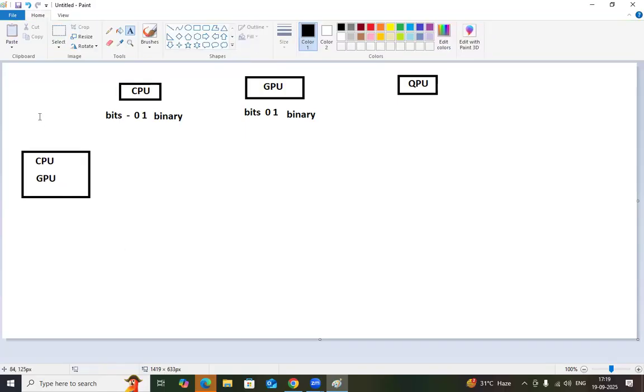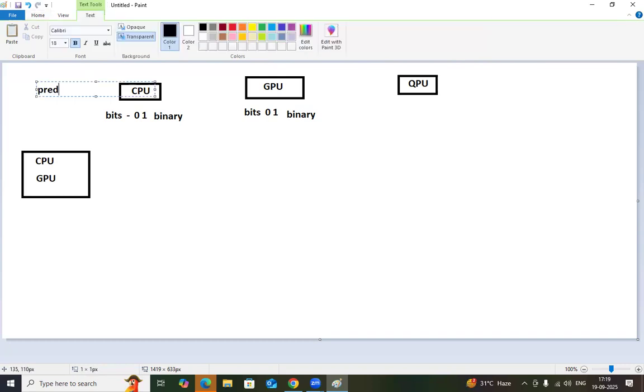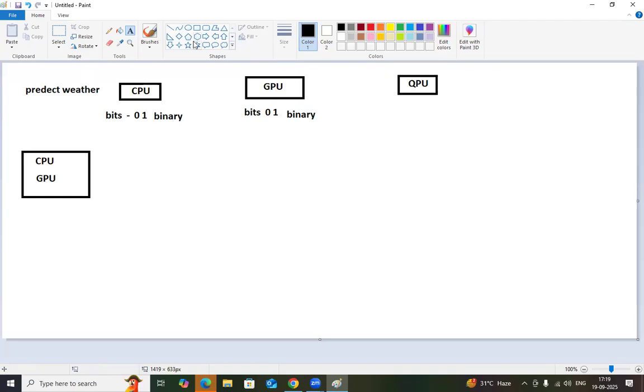Okay, so there is a problem. There is a program you are trying to write. For example, I just want to predict the weather. There are multiple weather reports out there, so based on the data, let me write down the things here. If you want to predict the weather, that is your problem.